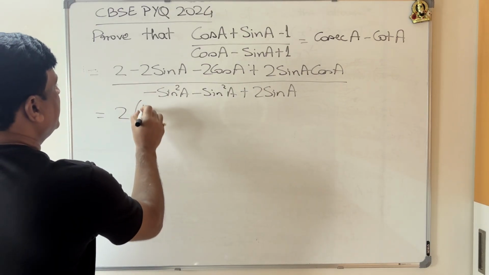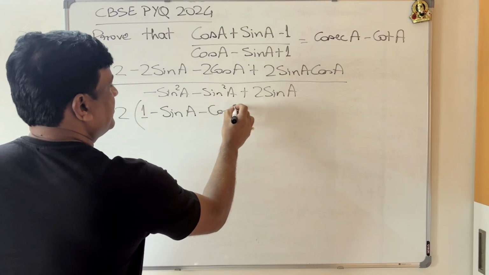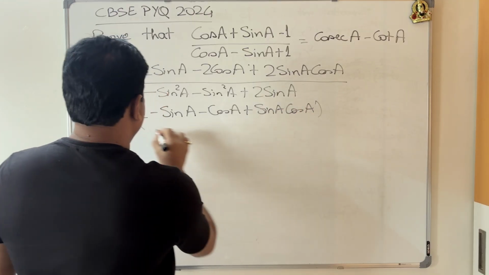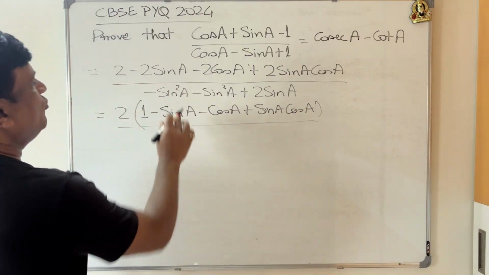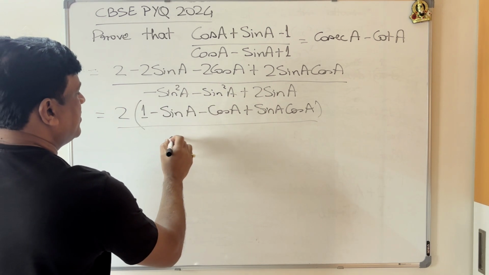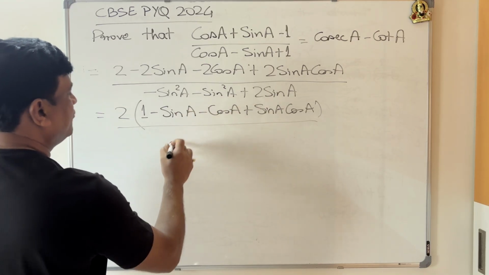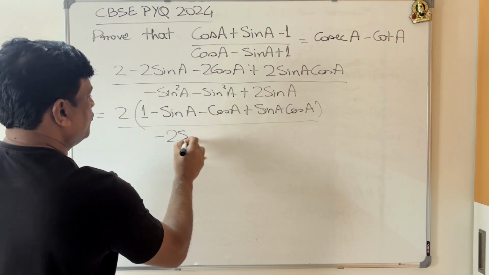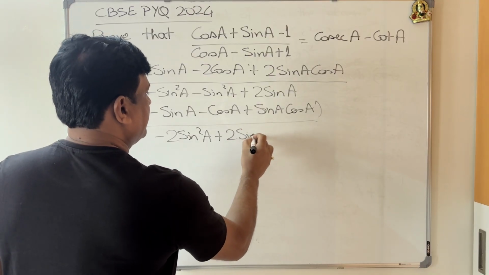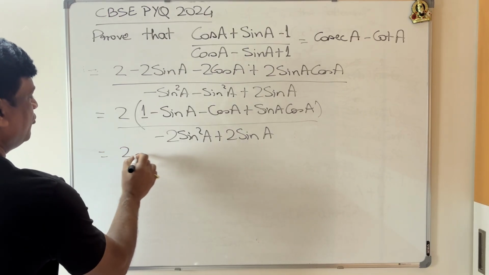When I take a 2 common, I get 1 minus sine A minus cos A plus sine A cos A in the numerator. And here this becomes minus 2 sine A, minus 2 sine square A. So I'm going to take 2 common again, so let's write it. It becomes minus 2 sine square A and this is plus 2 sine A, right? That is what you get. So you have a 2 over here.